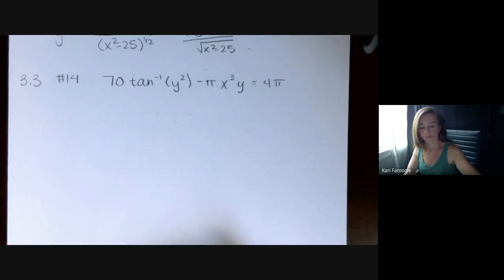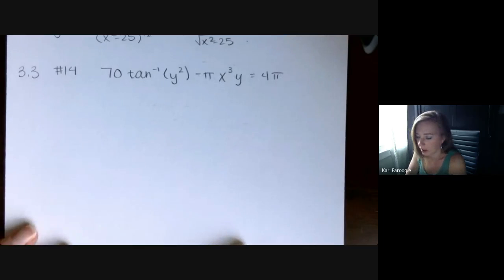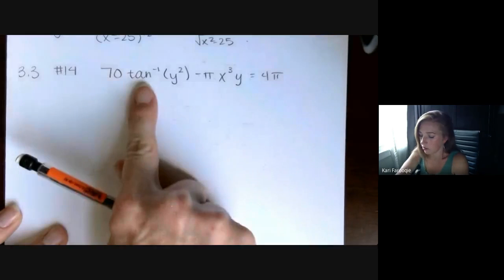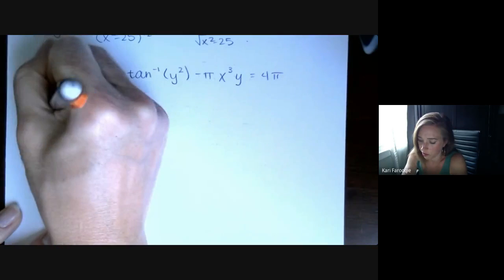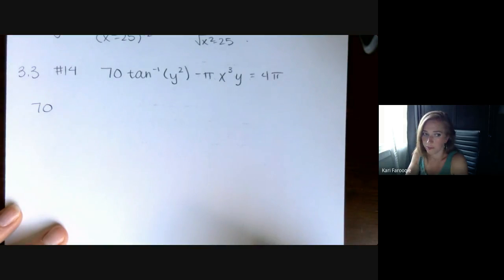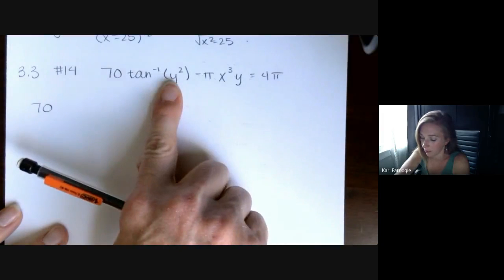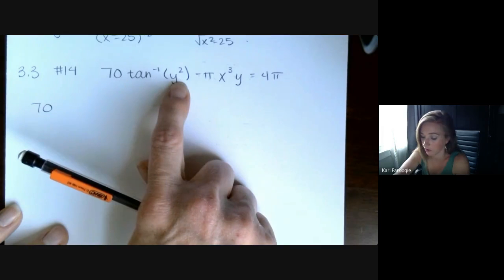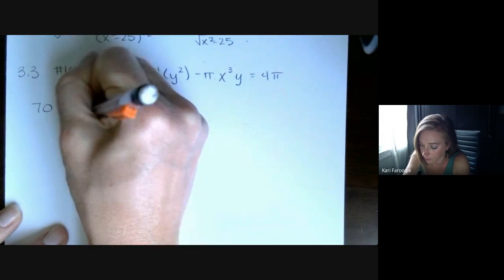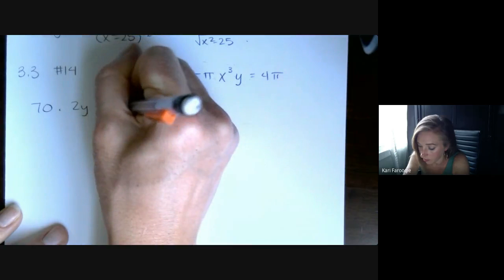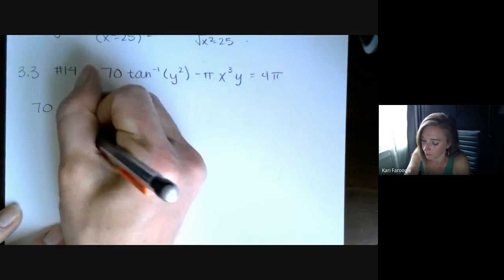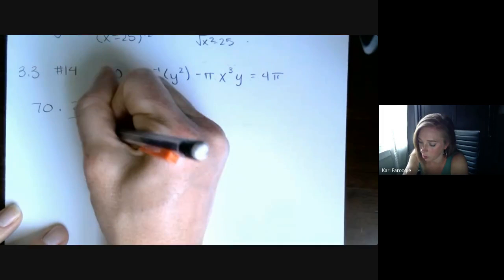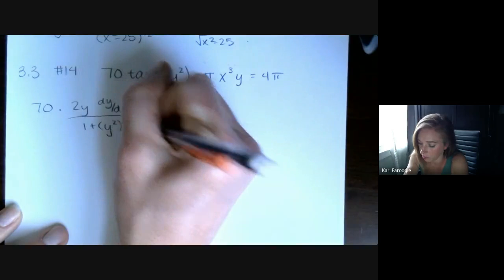Just use implicit differentiation to find dy/dx. Okay. So let's see. Inverse tangent y squared. Well, first of all, the 70 is your constant multiple. The formula for the inverse tangent is u prime over 1 plus u squared. So u prime, be careful here, is 2y times dy/dx, divided by 1 plus u squared.